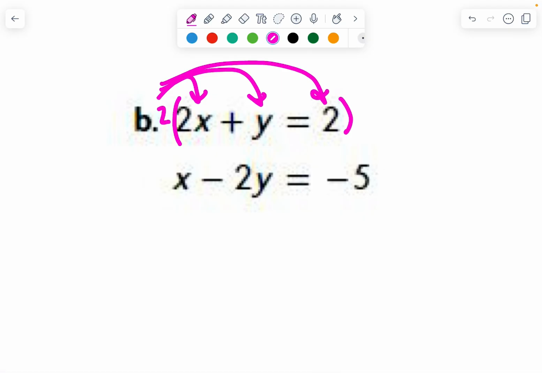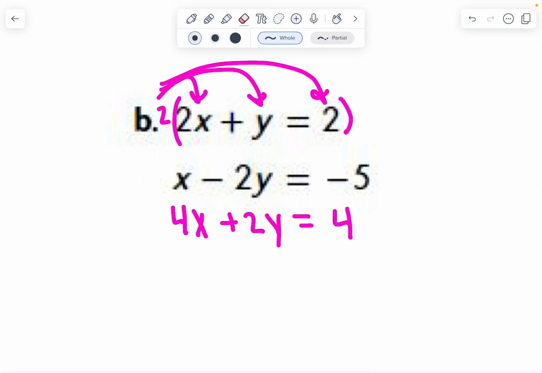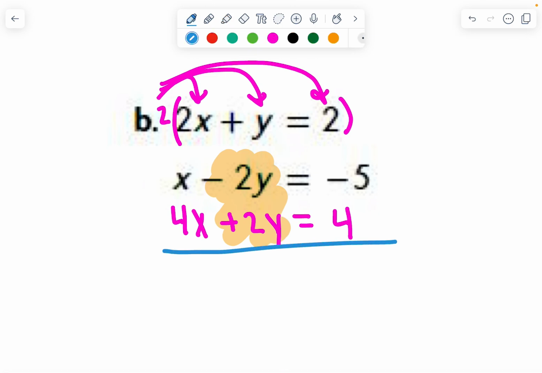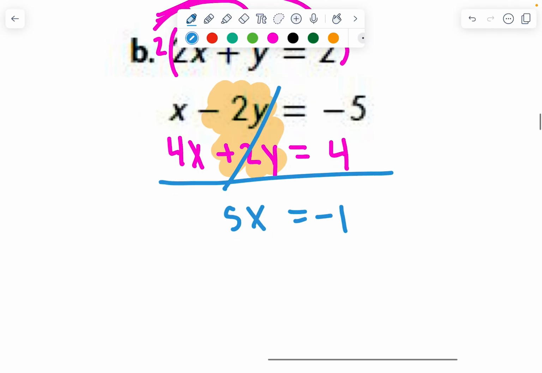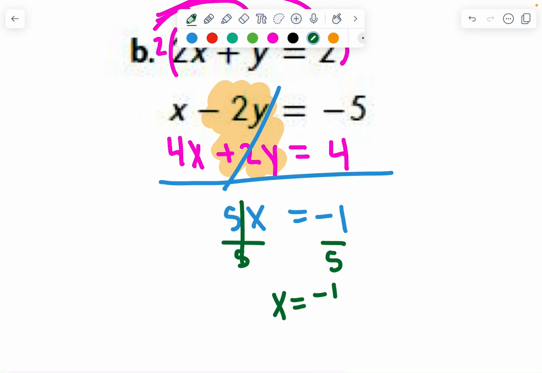All right, so we're going to have 2 times 2x is 4x. 2 times y is 2y. And 2 times 2 is 4. All right, and then if we look, negative 2y and 2y are opposites, so now we can add our equations together. 2y's cancel. We have 5x equals a negative 1. Go ahead and divide both sides by 5. So we have x equals a negative 1/5.